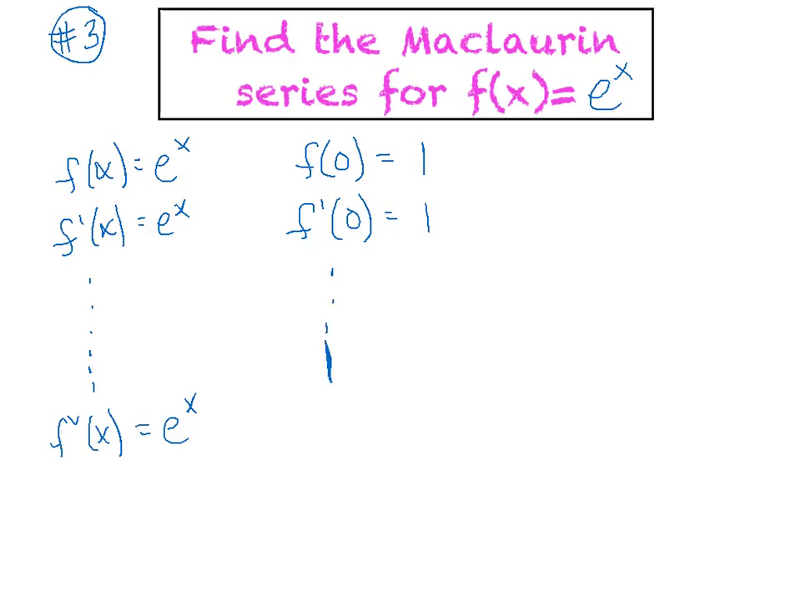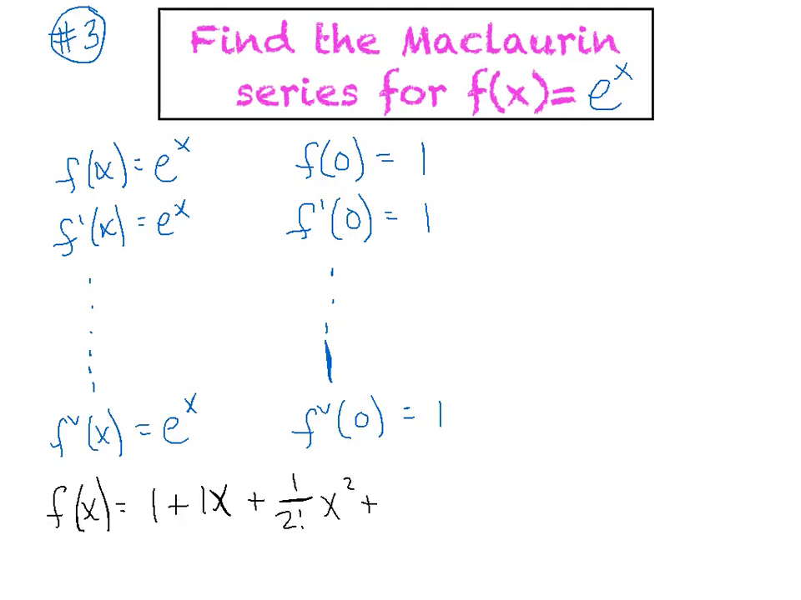All the way down through, we could say that the fifth derivative evaluated at 0 is equal to 1 again. And so we're trying to visualize that generic formula for the Maclaurin series, and then we're just going to substitute all these values into that. And we're going to end up saying that the Taylor series looks like 1 plus 1x plus 1 over 2 factorial x squared plus 1 over 3 factorial x cubed plus 1 over 4 factorial x to the fourth. And I think that's probably enough.